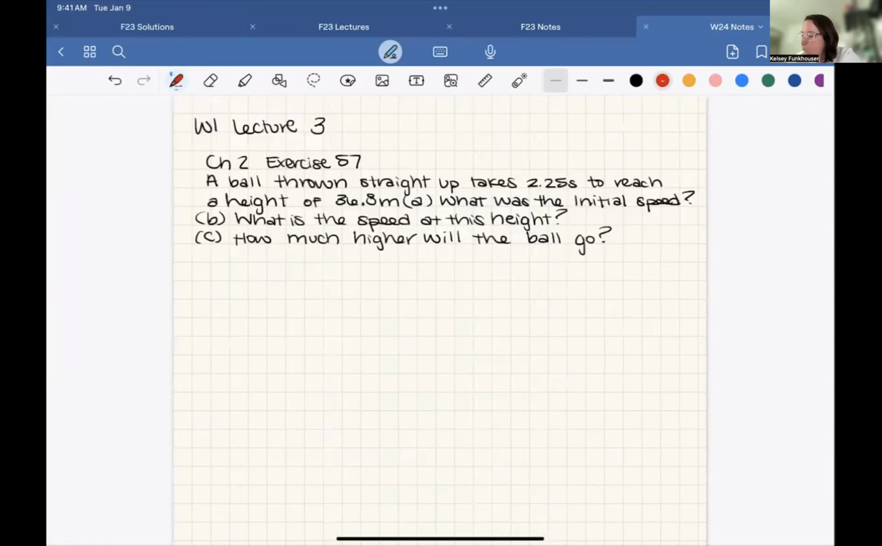Next up, we are going to do chapter 2, exercise 57. So a ball is thrown straight up, takes 2.25 seconds to reach a height of 36.8 meters. What was the initial speed? What is the speed at this height? And how much higher will the ball go?